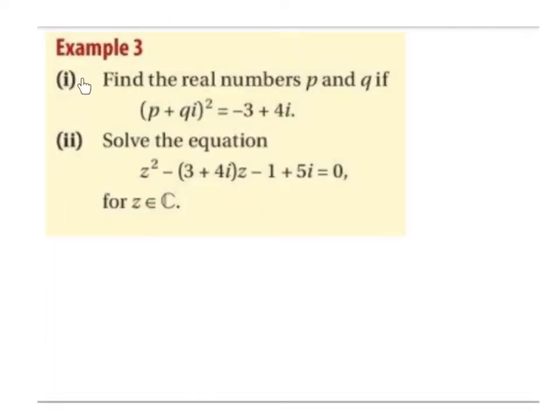Part 1. Find the real numbers p and q if (p + qi)² is equal to -3 + 4i. And part 2. Solve the equation z² - (3 + 4i)z - (1 + 5i) = 0 for z elements of the complex number set.